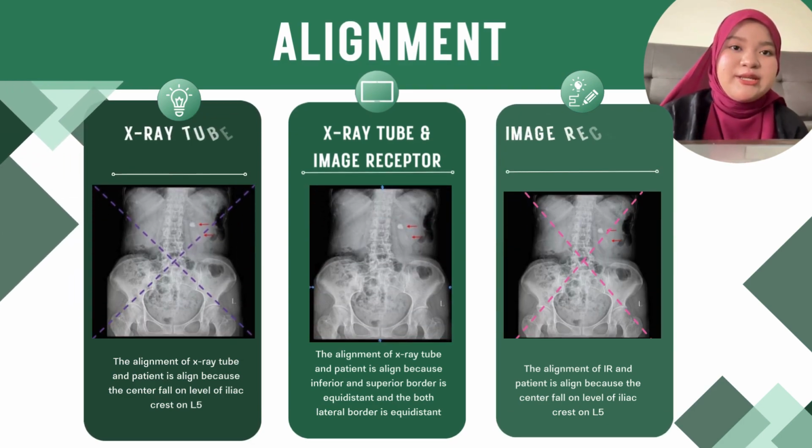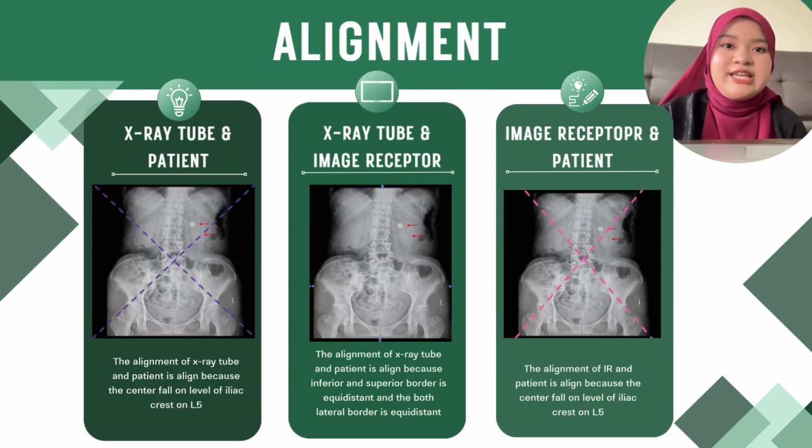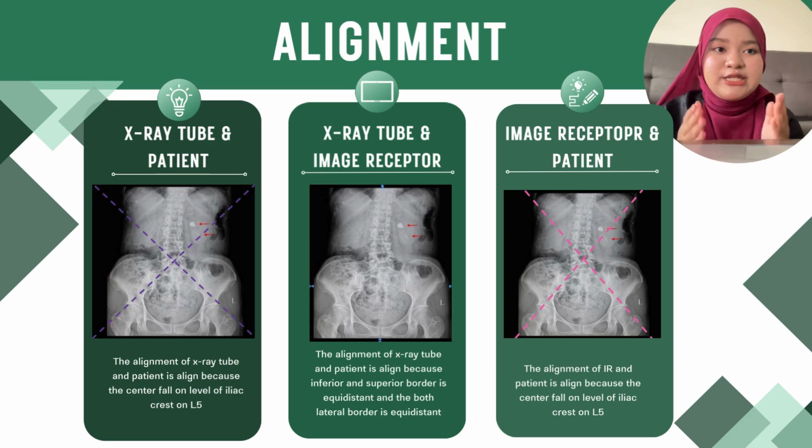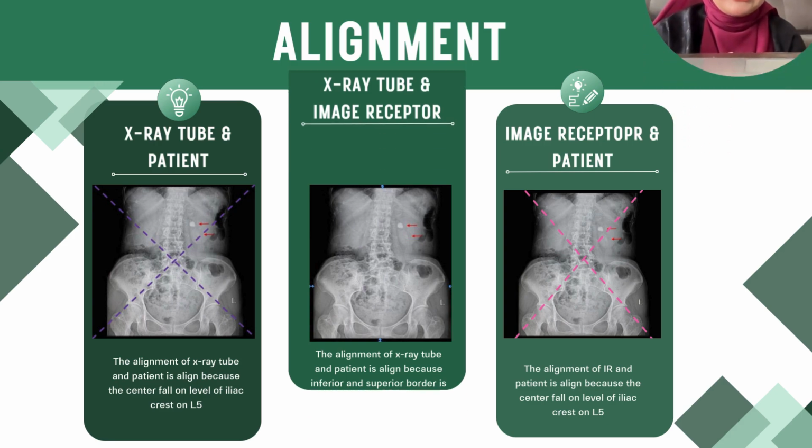For alignment of the extractor and the patient, it is aligned because the center falls on the level of the iliac crest, which is L5. And for the alignment of the extractor and the image receptor, it is aligned because the inferior and superior borders are equidistant and both lateral borders are equidistant. And then the alignment of the image receptor is also aligned because it is centered at the level of the iliac crest and L5.